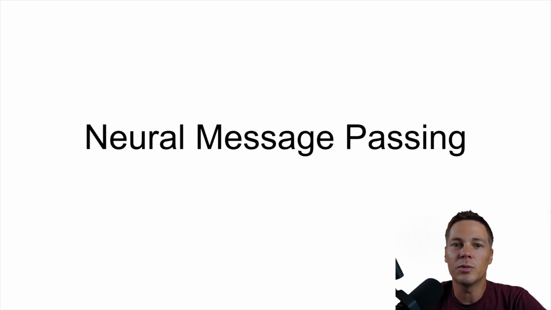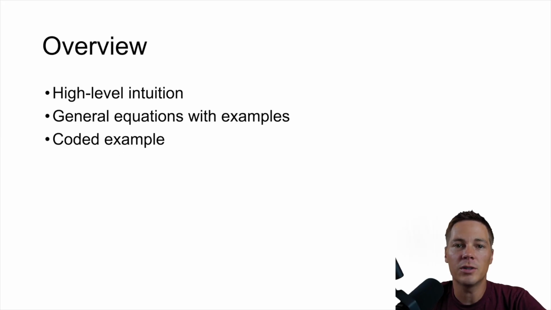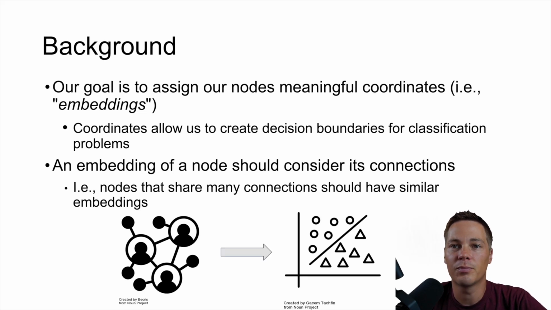Okay, this lecture is going to be on the neural message passing framework. So we're going to start by giving a high-level intuition about what this is and the goals we're trying to accomplish. We'll go through the general equations of how to think about this and some particular instantiations of common architectures, and then we'll wrap up with an example of code for how to implement this.